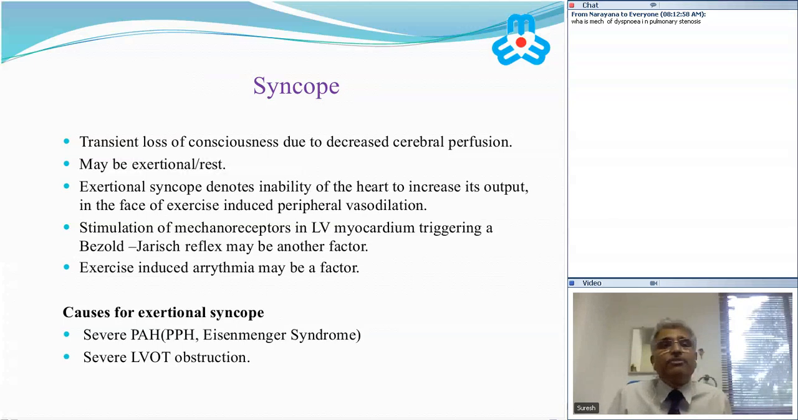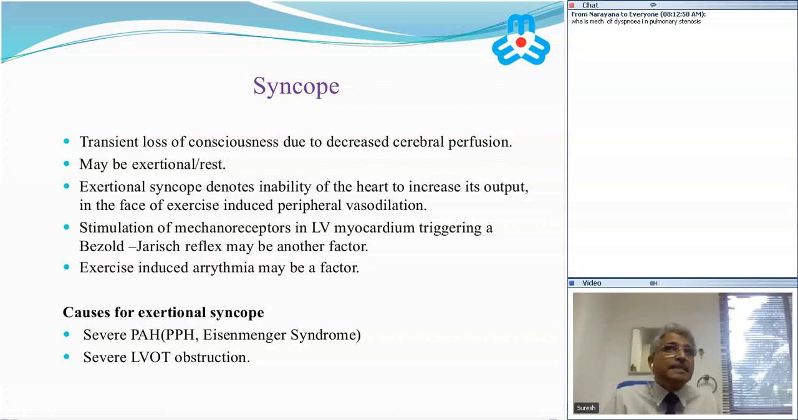A step further on is syncope. What is syncope? It's a transient loss of consciousness due to decreased cerebral perfusion. In this context, we are concerned more about exertional syncope, even though rest syncope itself is an issue. And exertional syncope denotes the inability of the heart to increase its output in the face of exercise-induced peripheral vasodilatation. That perhaps requires some explanation.